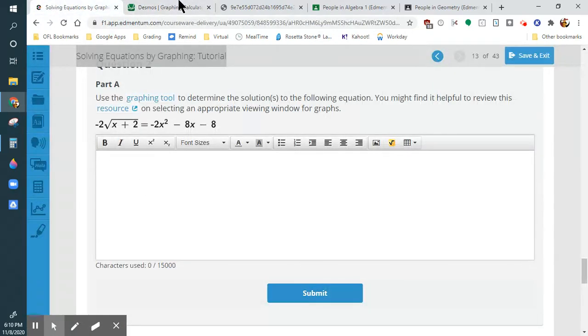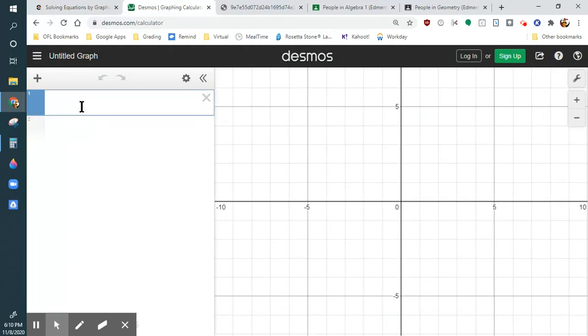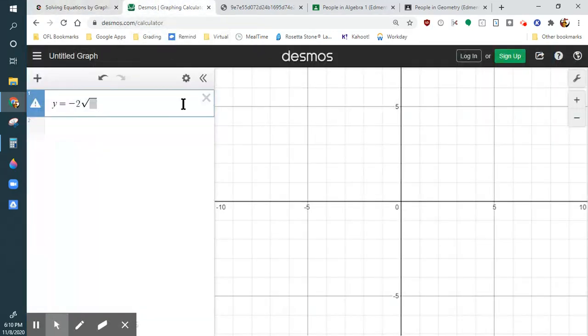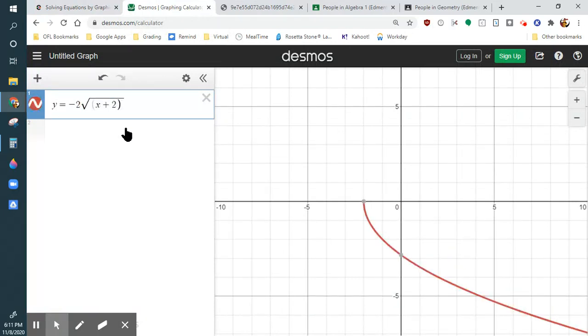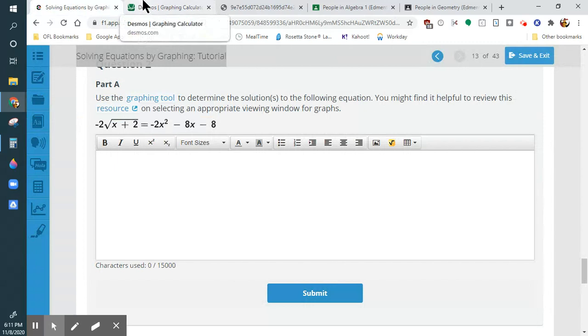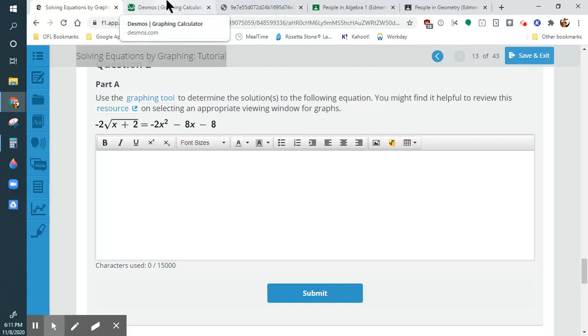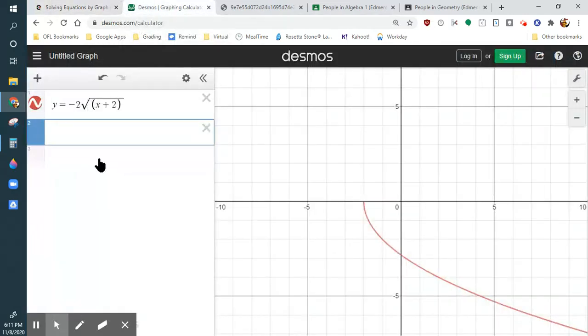So let's take a look at this. I'm going to do y equals -2 square root. And I love Desmos because Desmos actually understands regular typing commands, unlike Edmentum. Edmentum still needs to catch up on that aspect. And unfortunately, I've tried writing to Edmentum to fix some of their things. They usually choose not to respond.